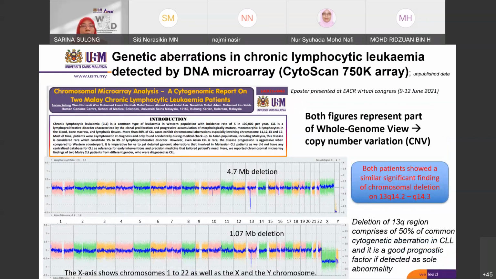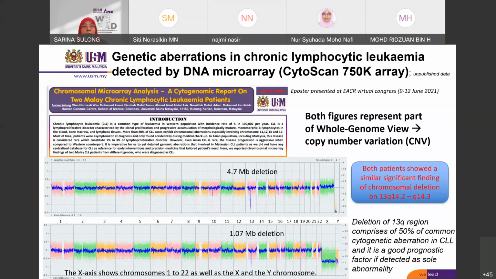So we also use a Cytoscan 750K array to perform a chromosomal microarray analysis in these 2 chronic lymphocytic leukemia patients. Based on the manufacturer, Cytoscan 750K was designed to provide the most comprehensive coverage and highest performance for detecting chromosomal aberrations in a broad range of sample types of constitutional, cancer, stem cell, and also neurodevelopmental applications.